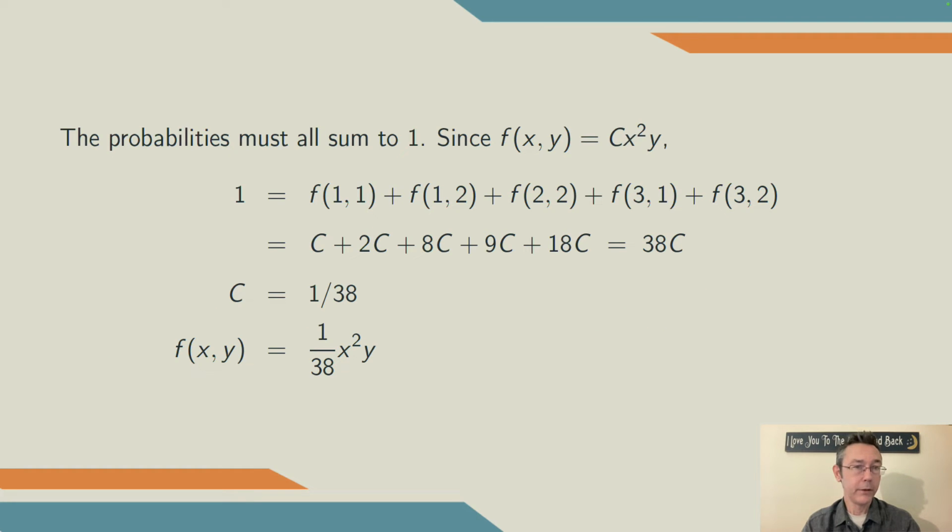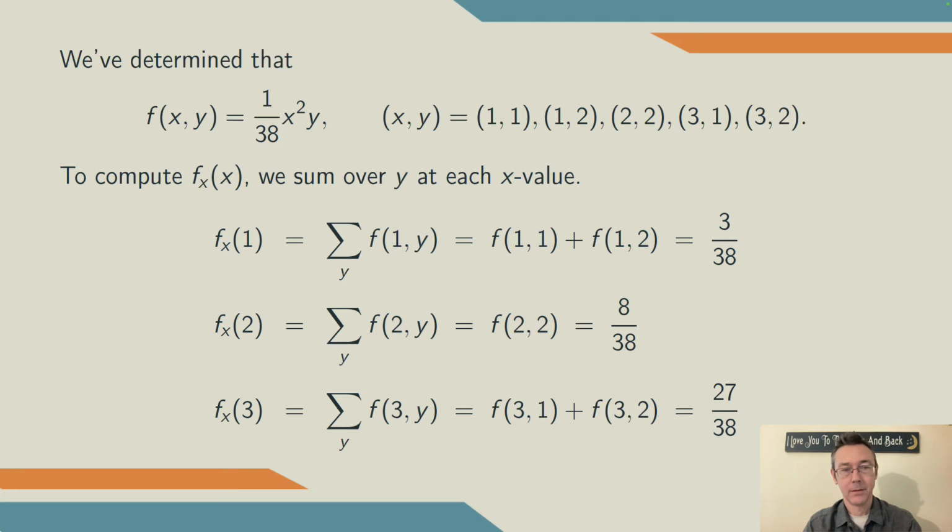So the probabilities all have to sum to 1. So what I'm going to do is plug in all 5 of the ordered pairs that are in the support here. I'm going to add all of those up and set it equal to 1. Each one of those individual probabilities has the unknown constant c in it. So when I do all that arithmetic on the right-hand side, I get 38c. 38c equals 1 implies that c has to be 1/38. So the joint probability mass function is 1/38 x squared times y.